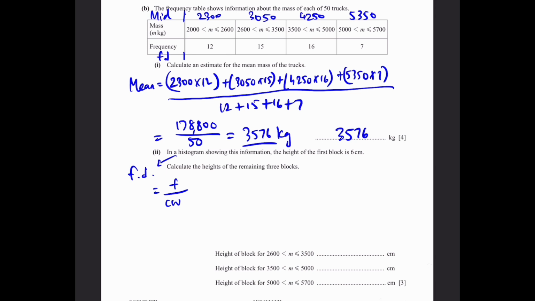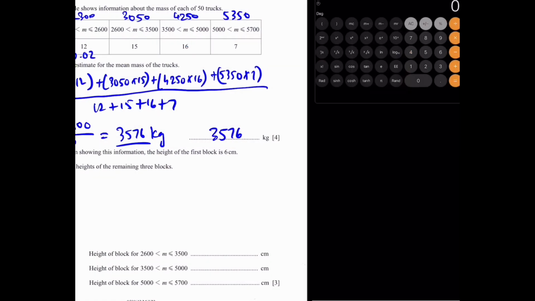So the class width is 600 here, right? So frequency density is 12 by 600, which is 0.02. Next, we have 15 divided by 900, which is, let's get our calculator out, 15 divided by 900 is 0.0167.